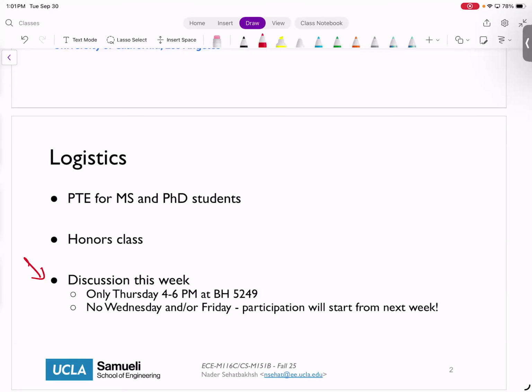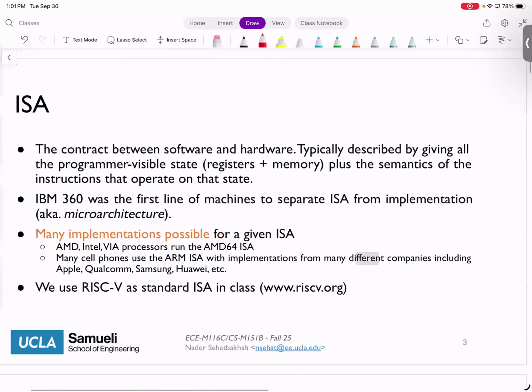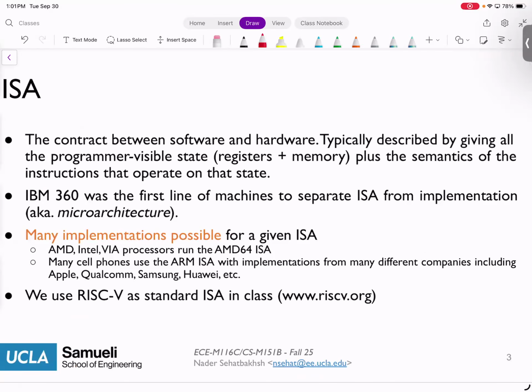Any other question? Okay. All right, so let's talk about ISA. As I told you last time, the ISA is this contract between the software and hardware. Typically designed such that it gives all the program visible states, as I told you, the registers and the memory, plus the semantics of the instruction that is operating on that state. So what type of instruction this is and how do we understand each instruction. I'm going to break down all the instructions for the RISC-V in this lecture.